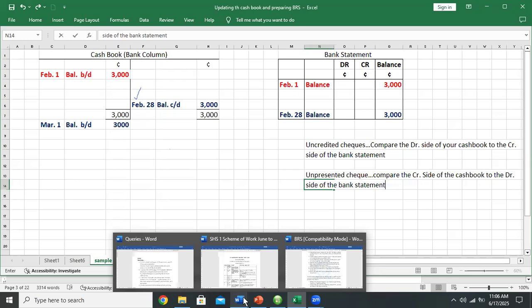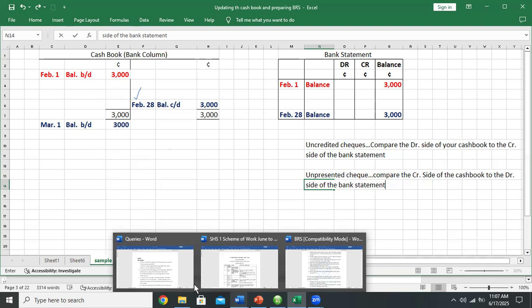So bank charges is a legitimate deduction done by the bank. Because of that, the customer would have to go to his or her cash book and make an entry there. The bank has charged you for giving you a checkbook. You can't fight over it. So you have to go to your cash book and record that you have paid for bank charges.